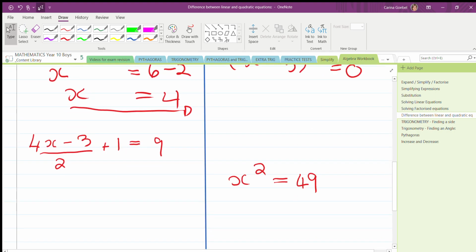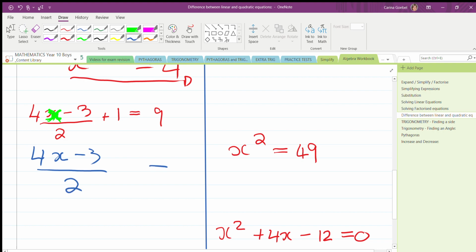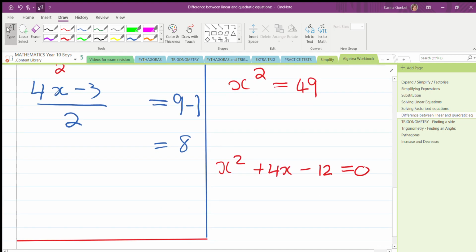Well, this princess is being held captive by a whole bunch of numbers. There's your princess. So you want to get rid of the 2, the 3, the 4, and the 1. The order in which we get rid of them is we start with the number which is furthest removed, which is the plus 1. So we have 4x minus 3 over 2, and we just leave that as is. We're first going to get rid of this 1, so we do the opposite. It's plus 1, so therefore it becomes minus 1. So you have 8 left on that side, and here you have 4x minus 3 over 2.